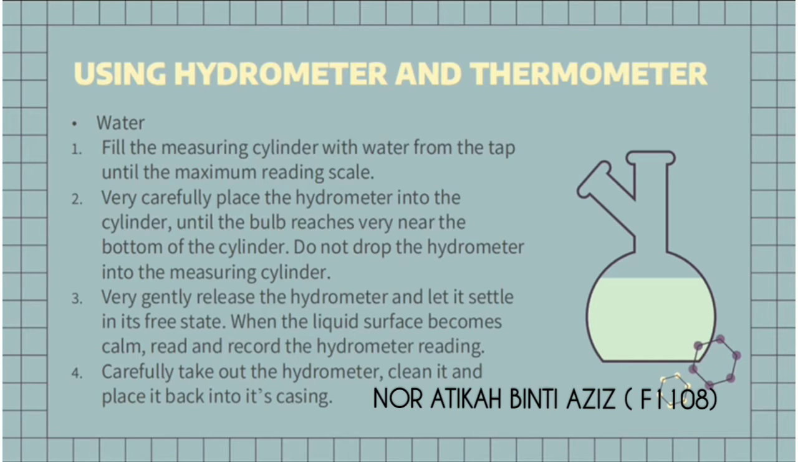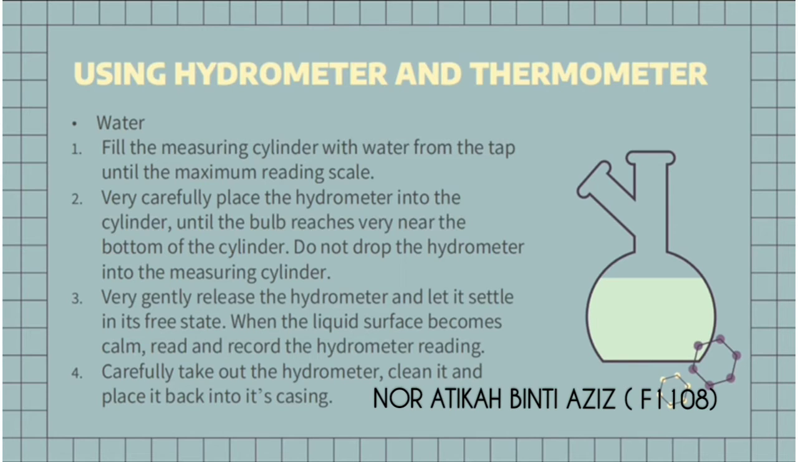Today I want to present about the procedure of hydrometer reading and temperature in method 2, using a hydrometer and thermometer. For water, fill the measuring cylinder with water from the tap until the maximum reading scale. Very carefully, place the hydrometer into the cylinder until the bulb reaches very near the bottom of the cylinder. Do not drop the hydrometer into the measuring cylinder.